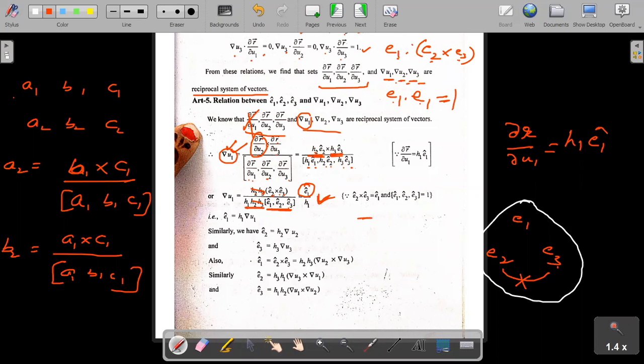So del U1 is nothing but E1 cap over H1. So from here, E1 cap is equal to H1 into del U1. So this is the relationship between E1 and del U1. Similarly, E2 cap will be H2 into del U2, and E3 cap will be H3 into del U3. Beta, is it fine?